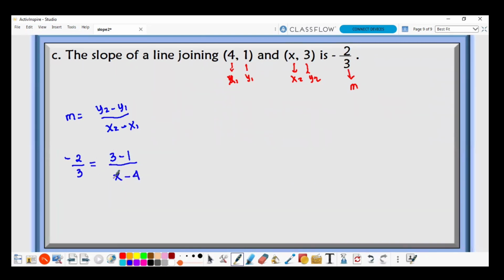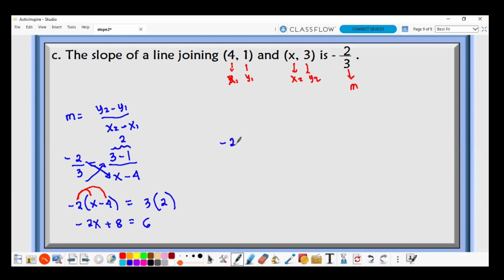And then from here, we are going to cross multiply. So let's multiply this one. Negative 2 times x minus 4 is equal to 3 times, actually 3 minus 1, this will already be equal to 2. And then distribute now. Negative 2 times x is negative 2x. And then negative 2 times negative 4, so that is plus 8 is equal to 3 times 2, we have 6.